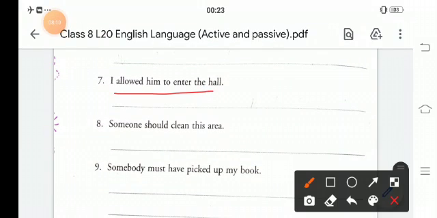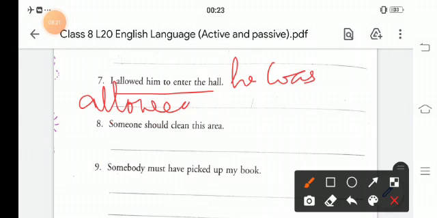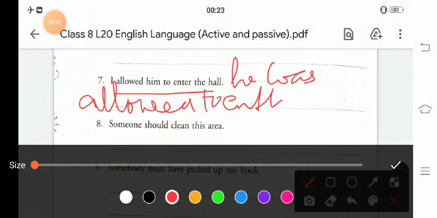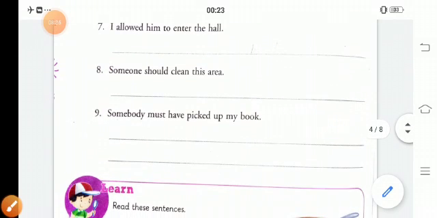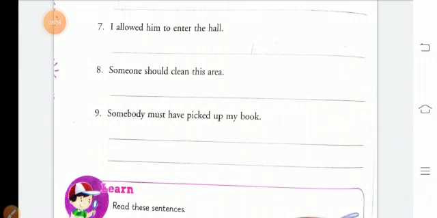to enter the hall. He was allowed to enter the hall by me. Now eighth one is someone should clean this area. The area should be cleaned by someone.